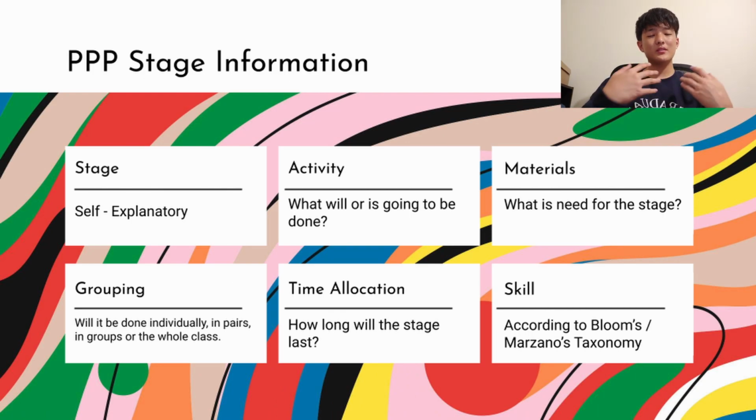Now, what I mean by PPP stage is basically the information we're going to have for each stage of the lesson plan, which is basically the name of the stage, the activity we're going to do for the stage, the materials we're going to use, the grouping, which is if it's individual or in pairs or in groups, the time allocation, which is how long the stage is going to last in the lesson, and finally the skill, which is according to Bloom's or Marzano's taxonomy, which is normally done according to Bloom's taxonomy.